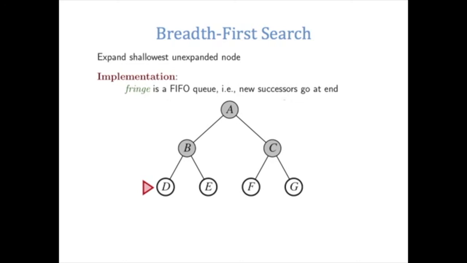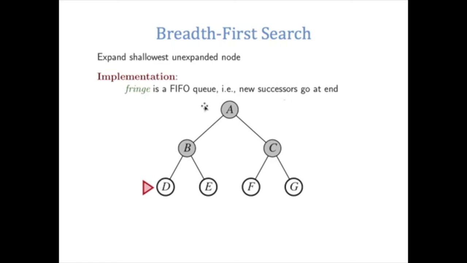Then we'll expand C and get F and G. Now we've looked at every node at the B and C level, that is depth 2, and, depending on how you count, this could be depth 1, depth 2, depth 3, and so forth. And now, since we've looked at everything at what I'm calling depth 2, we can look at the first node of depth 3, sorry, which would be D, and so forth. We look at D, E, F, and G, and that's it.